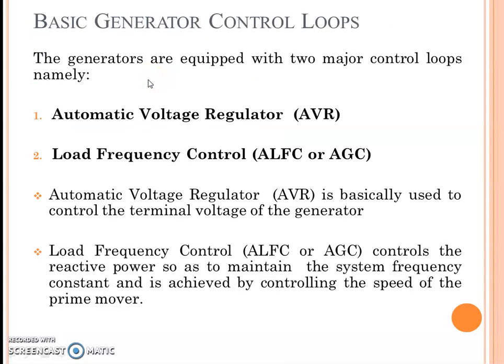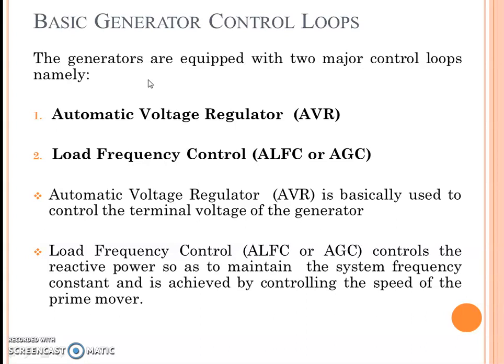Next comes the topic on the basic generator control loops. This topic discusses the control loops which are necessary for controlling the generators in our power system. Here the generators are equipped with two major control loops, namely the automatic voltage regulator (AVR) and the ALFC or AGC, the automatic load frequency control or automatic generation control.